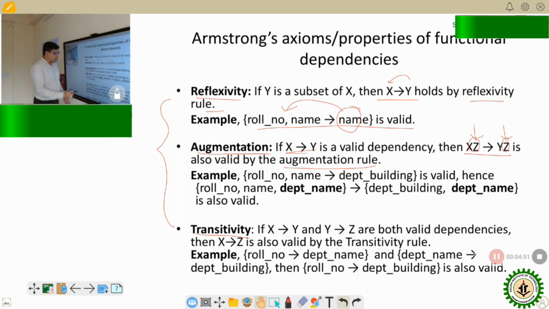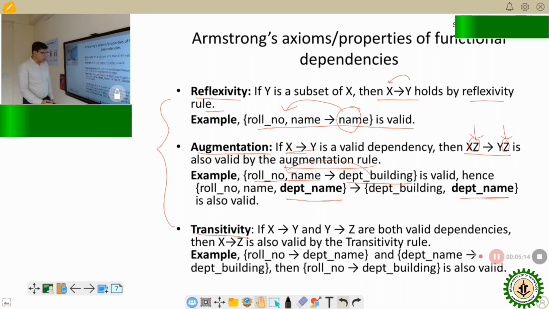So we are considering an example, roll number and name and department building. So this is functionally dependent on these two attributes, which is valid. Hence, we can add department name on both sides as an augmentation rule, and this functional dependency is also valid.